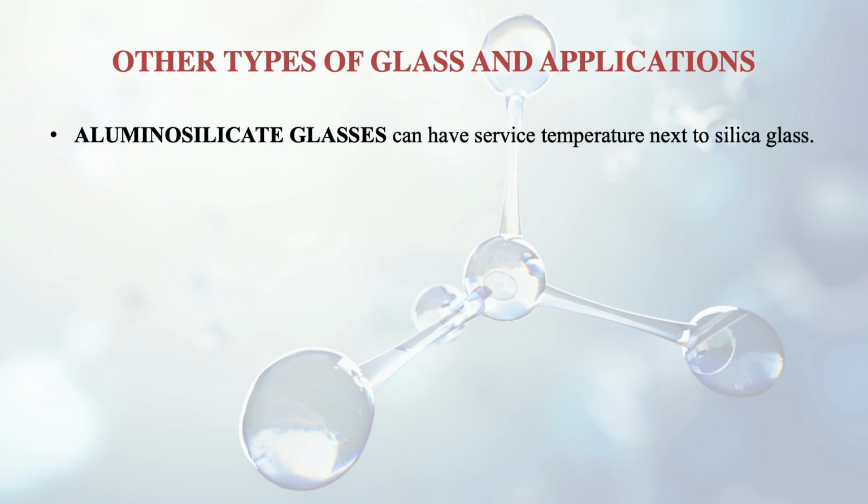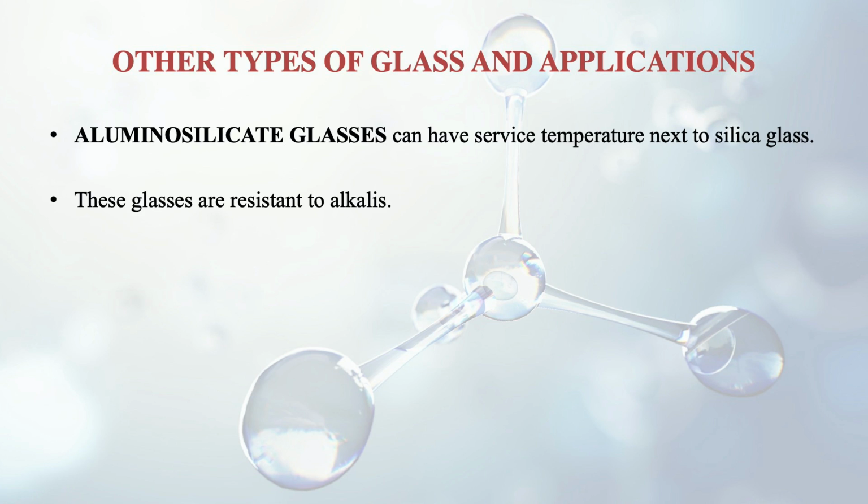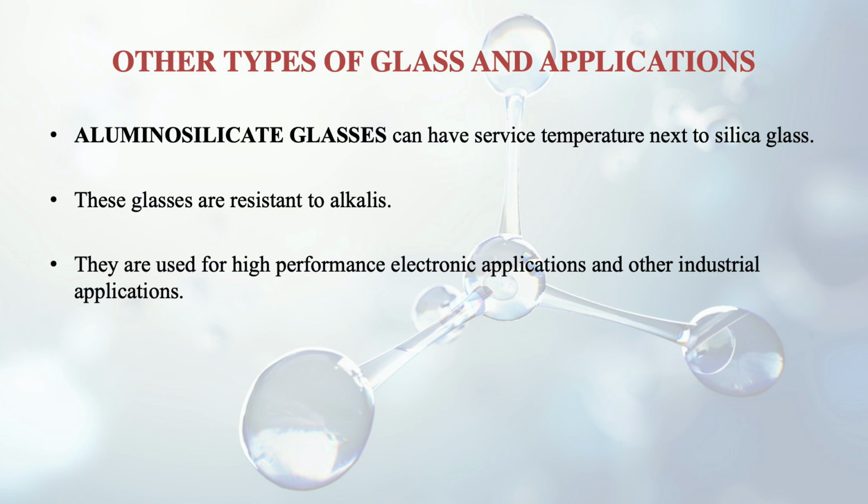Then the other types of glass and applications. There is alumina silicate glass, like we discussed the alumina silicate composites earlier, somewhat similar to that. And this can have a service temperature next to silica glass. So its service temperature is just below that of silica glass, and these glasses are resistant to alkalis, so they can be used for that purpose. And they are used for high performance electronic applications and other industrial applications.